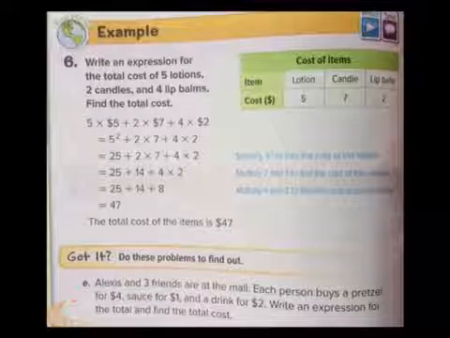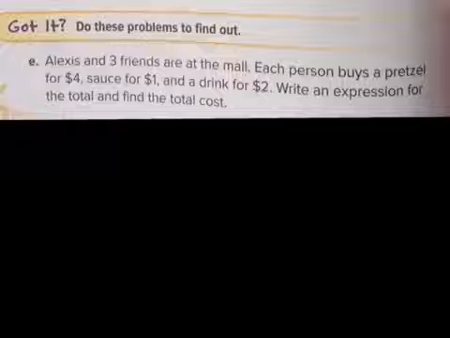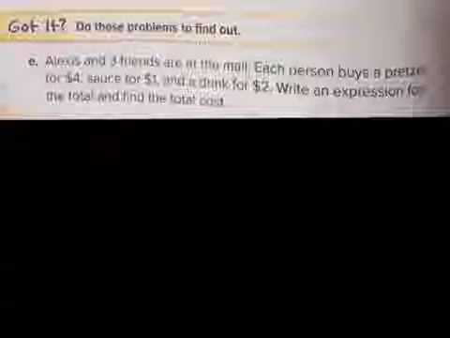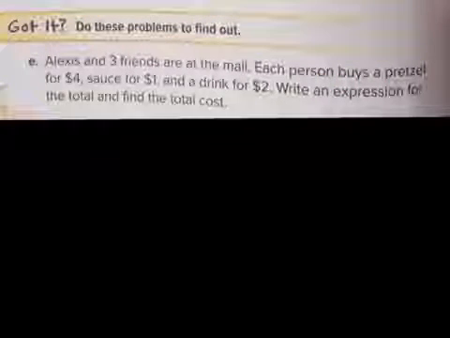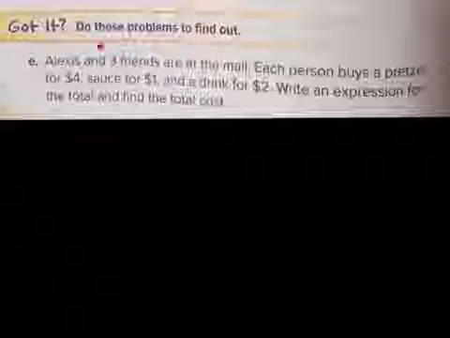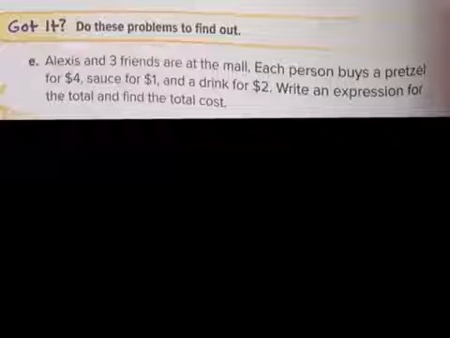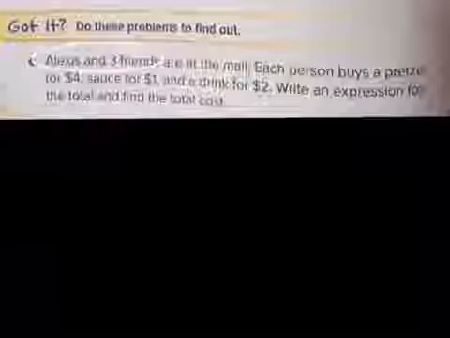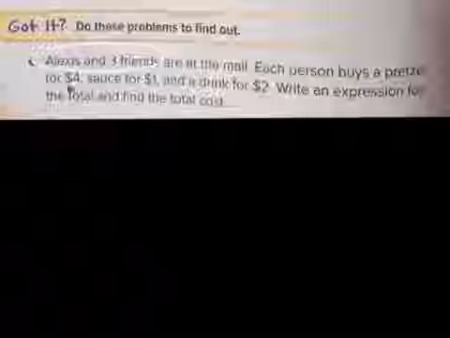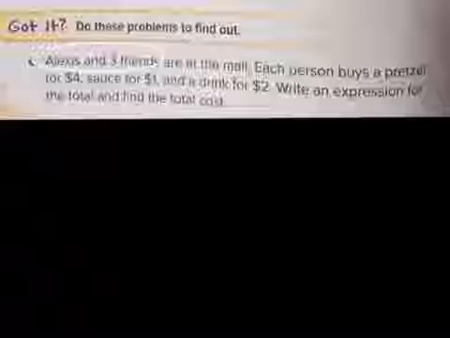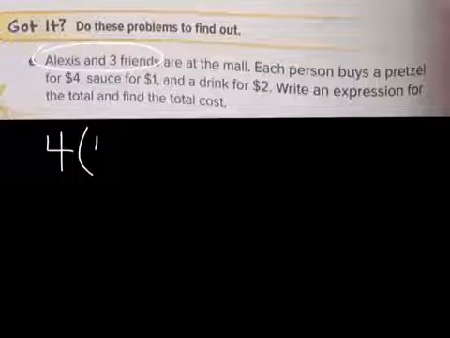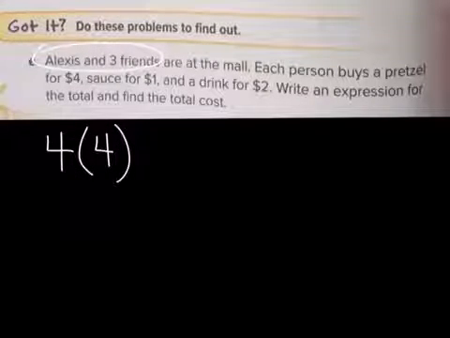Okay, let's try example E. Alexis and 3 friends are at the mall. Each person buys a pretzel. So Alexis and 3 friends, 1 plus 3 is 4. So it's 4 people in total. Don't forget that. Each person buys a pretzel for $4. So I would write simply as 4 people buy 4 pretzels. So 4 times 4.